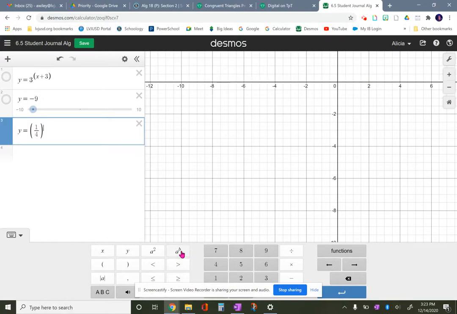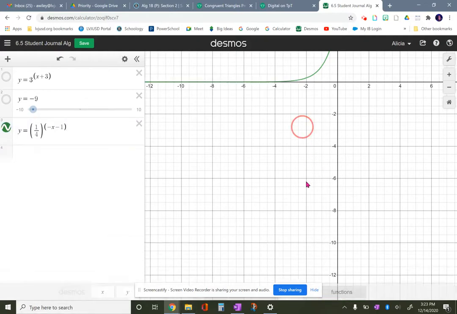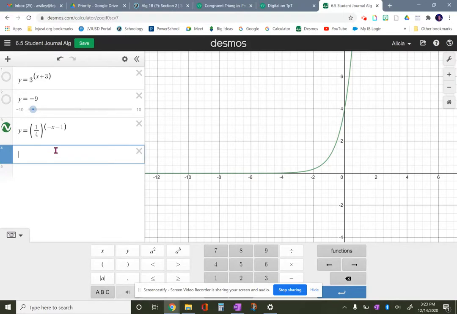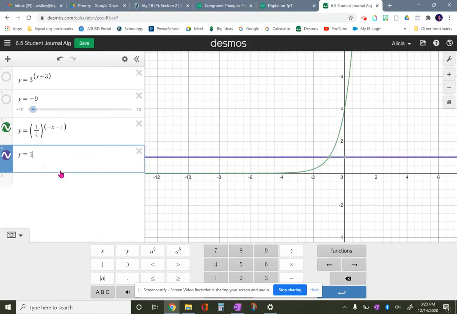And then I want my power. My power is more than one value, so I'm going to put in a parenthesis. That would be -x minus 1, close the parenthesis. So there's one of the graphs. The other side is 18, so I do y equals the other side of the equal sign, and I get 18.